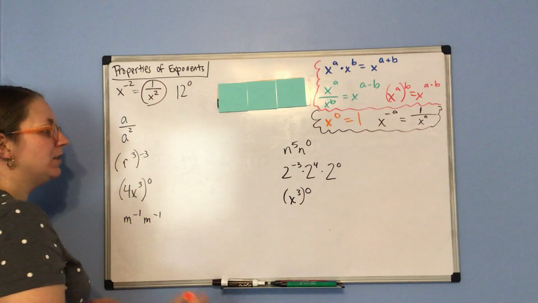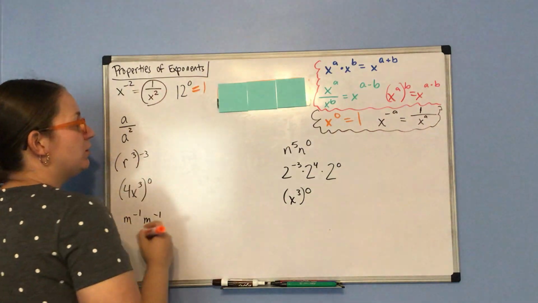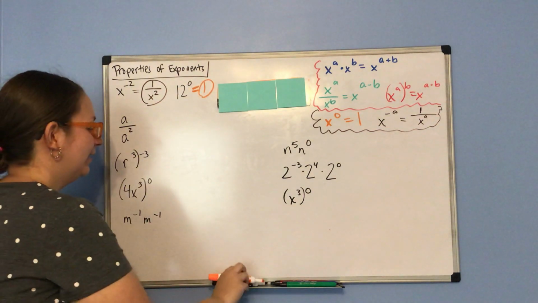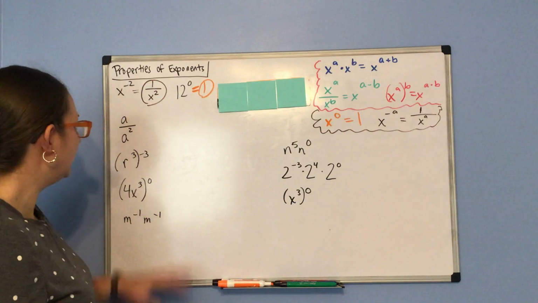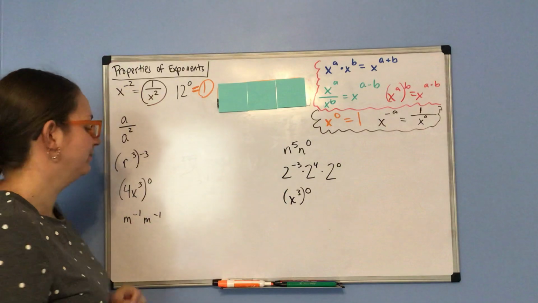Next up is 12 to the 0. Anything to the 0 power other than 0 is just 1. That's it. Pretty nice, huh? Okay, the rest of these will kind of combine what we've done before with our new stuff.